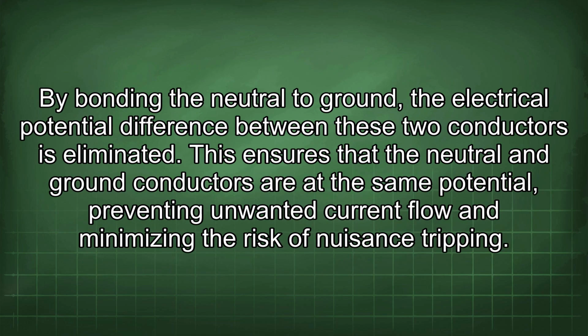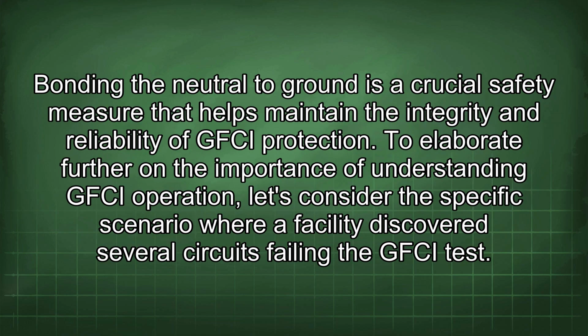By bonding the neutral to ground, the electrical potential difference between these two conductors is eliminated. This ensures that the neutral and ground conductors are at the same potential, preventing unwanted current flow and minimizing the risk of nuisance tripping. Bonding the neutral to ground is a crucial safety measure that helps maintain the integrity and reliability of GFCI protection.